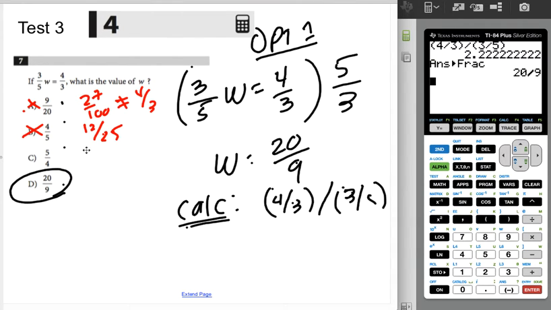If you did the 5/4, you would have gotten essentially either 15/20, or you could have just gotten 3/4 because the 5s would cancel, which is again definitely not 4/3. So you get to D either way. So there's a bunch of different ways to get there.